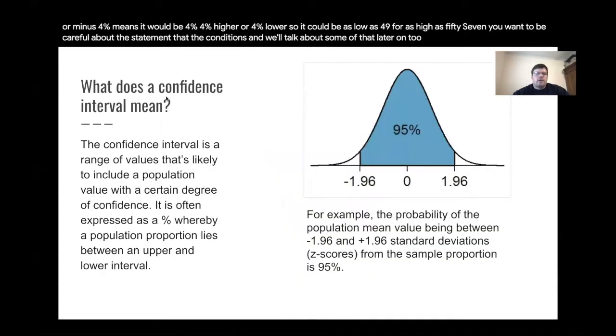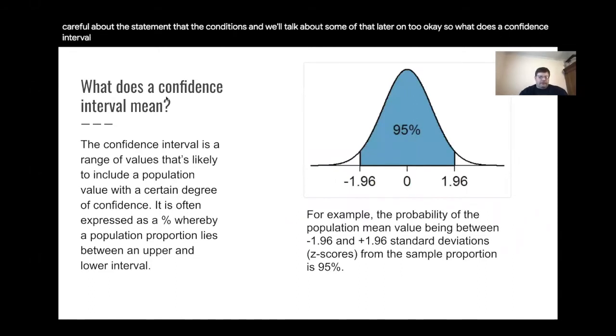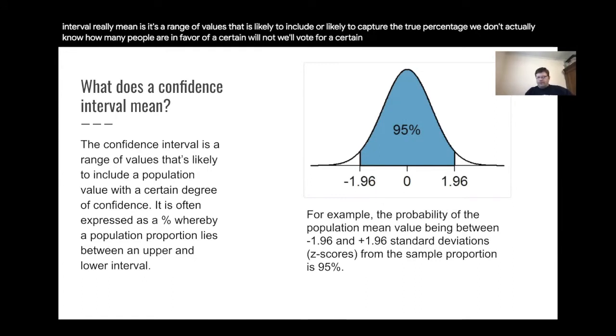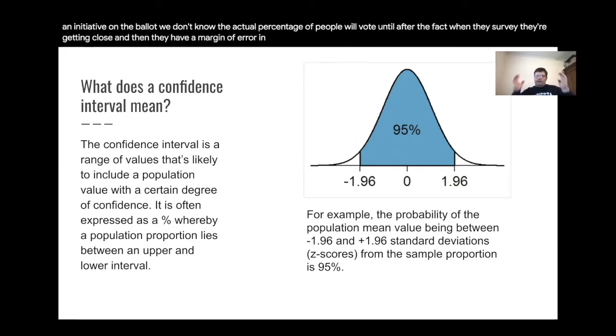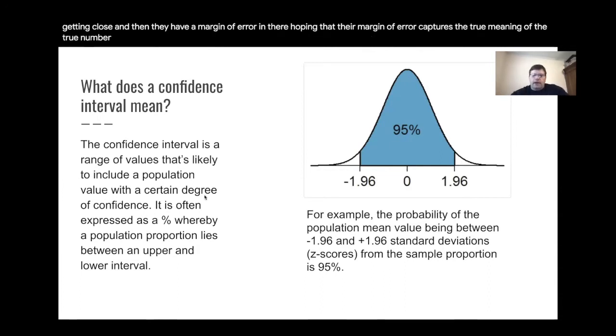Okay, so what does a confidence interval really mean? It's a range of values that is likely to capture the true percentage. We don't actually know how many people will vote for a certain measure. So suppose we have an initiative on the ballot. We don't know the actual percentage of people who will vote until after the fact. When they survey, they're getting close. And then they have the margin of error, and they're hoping that their margin of error captures the true number.